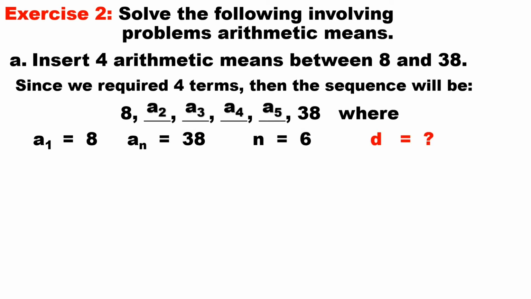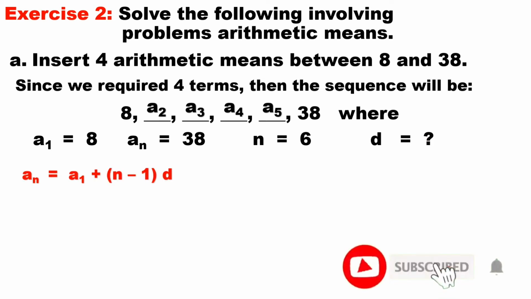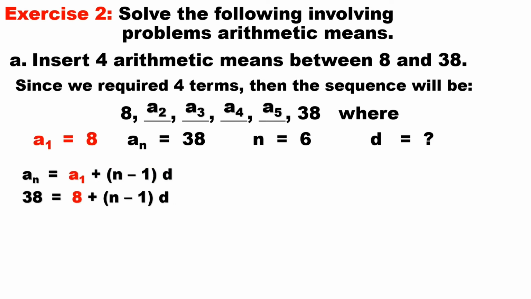difference is unknown. And to solve for the common difference or D, we will use the formula A sub n equals A sub 1 plus quantity n minus 1 times D. To substitute the values on the formula, we have 38 equals 8 plus quantity 6 minus 1 times D. Solve first inside the parenthesis, we have 6 minus 1 equals 5. Then transpose 8 to the left, from positive will become negative 8.